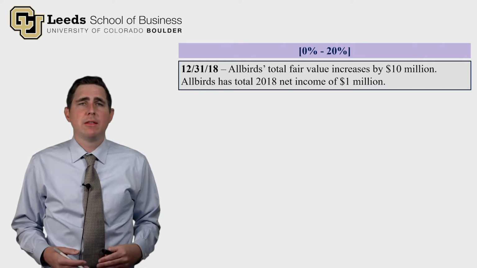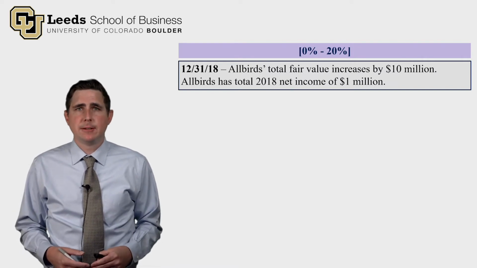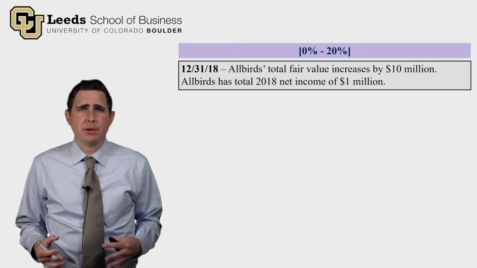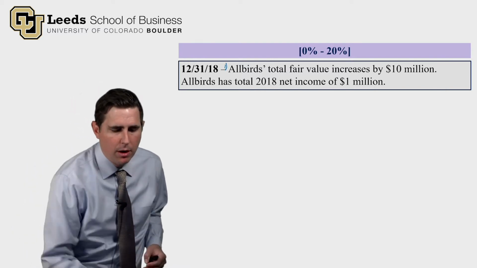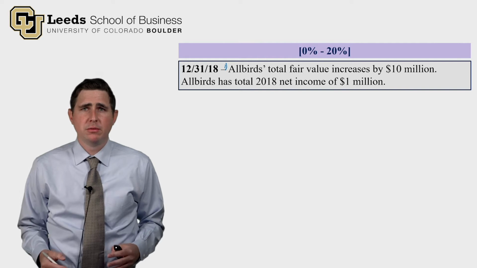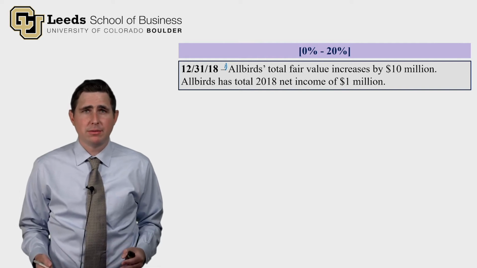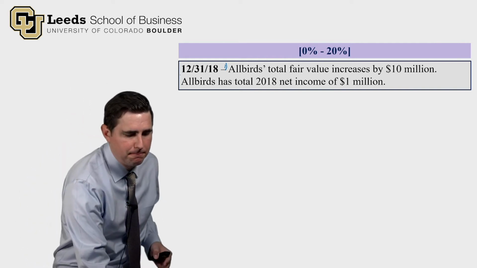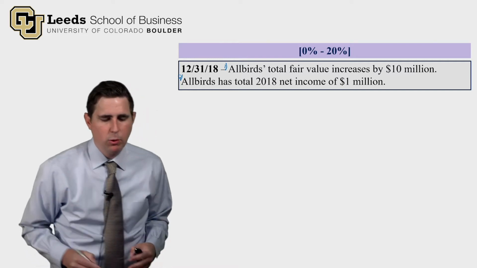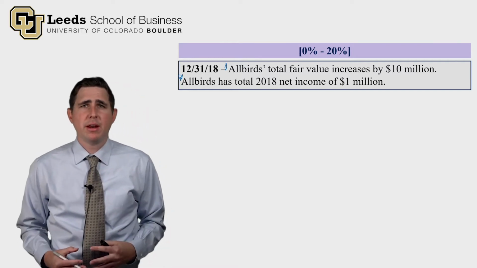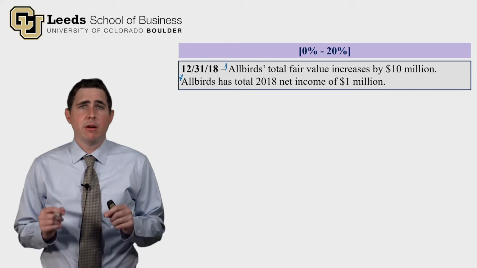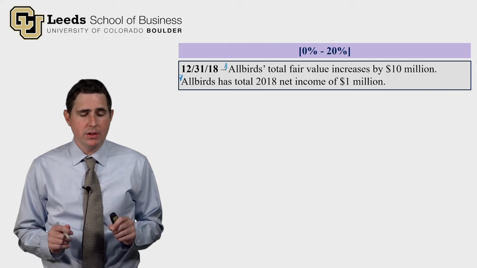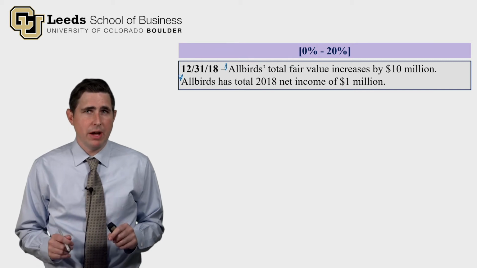Now we'll go to the end of the year, 12/31/2018. Two things have happened during the year. First, Allbirds' total fair value has increased by $10 million. Second, during 2018, Allbirds had total net income of $1 million. So we are using the fair value method. So the part of this that we care about is the change in fair value.